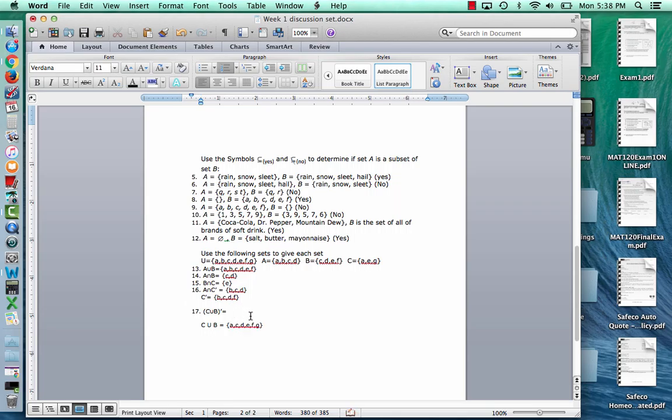So the complement of C union B is everything that's not in this set, but in the universal set. So I think that's going to be B. A, B, C, D, E, F, G. I think it's just B. Yeah, so it's just the element B.